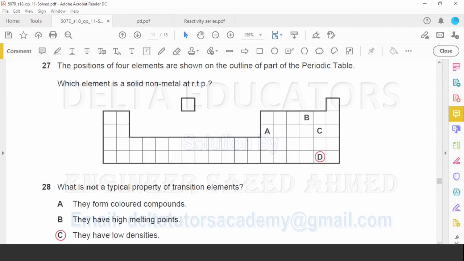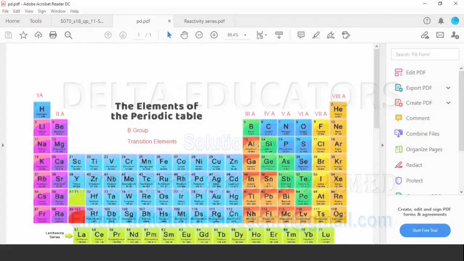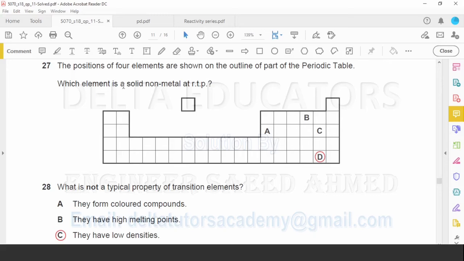Question number 27. The positions of 4 elements are shown on the outline of part of the periodic table. Which element is a solid non-metal at room temperature and pressure? Here A is a member of group 3A and it should be aluminum. Yes, it is aluminum. Aluminum is solid, but it is a metal. It is not a non-metal. We have to find the solid that is a non-metal.